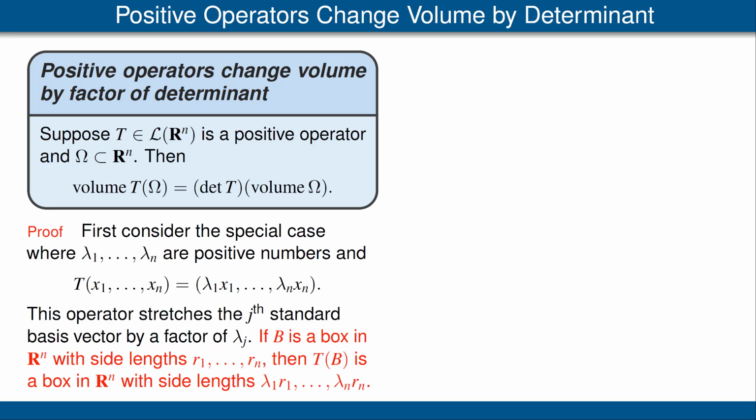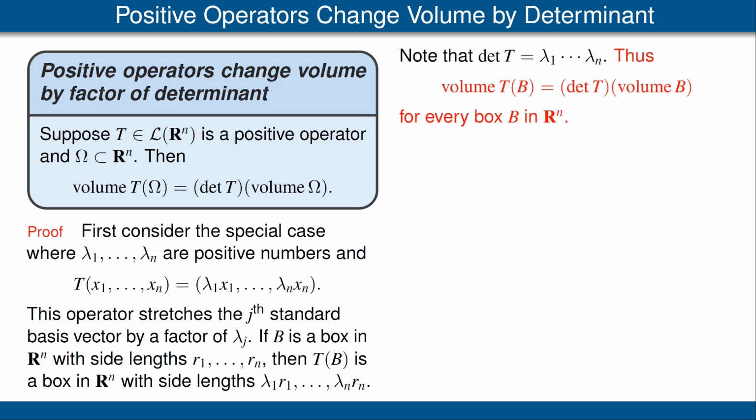Thus, if B is a box in R^n with side lengths R1 up to Rn, then the image T of B is also a box in R^n, but now with side lengths lambda 1 R1 up through lambda n Rn. In other words, T just stretches the length of each side by a corresponding lambda j factor. Note that because the eigenvalues of T are lambda 1 up to lambda n, the determinant of T is just the product of those eigenvalues. Thus, the determinant of T is equal to lambda 1 times lambda 2 up through times lambda n.